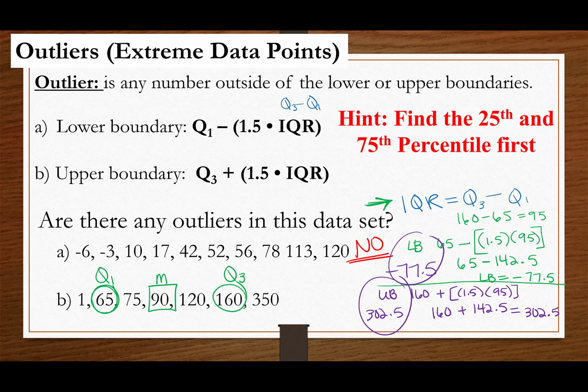Now we're going to go back and look at our data. Is any data value smaller than negative 77.5? That would be no, so we're okay on that side. On the upper side, the upper boundary is 302.5. Are there data points outside of that, or a better way to say it, greater than 302.5? And yes, there is. And so in data set B, 350 would be considered an outlier because it is greater than the upper boundary.